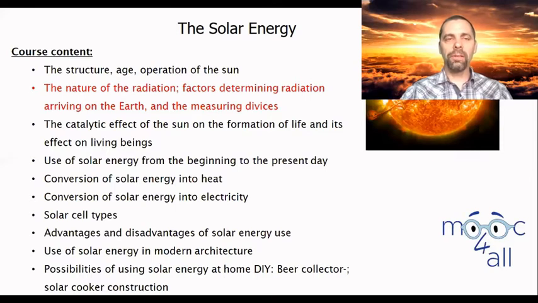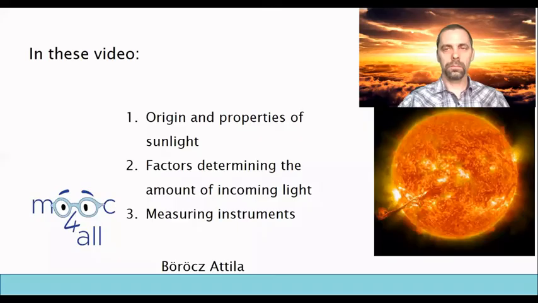In the first video, I was talking about the structure, age, and the operation of the sun. In this one, we will learn about the sunshine traveling through the deep space, our atmosphere, and only a part of it arriving on the surface of the Earth. So let's see what I will be talking about exactly. First of all, the origin and the properties of the sunlight. After that, the factors determining the amount of incoming light. And at the end of the video, I will talk about some of the measuring equipment as well.